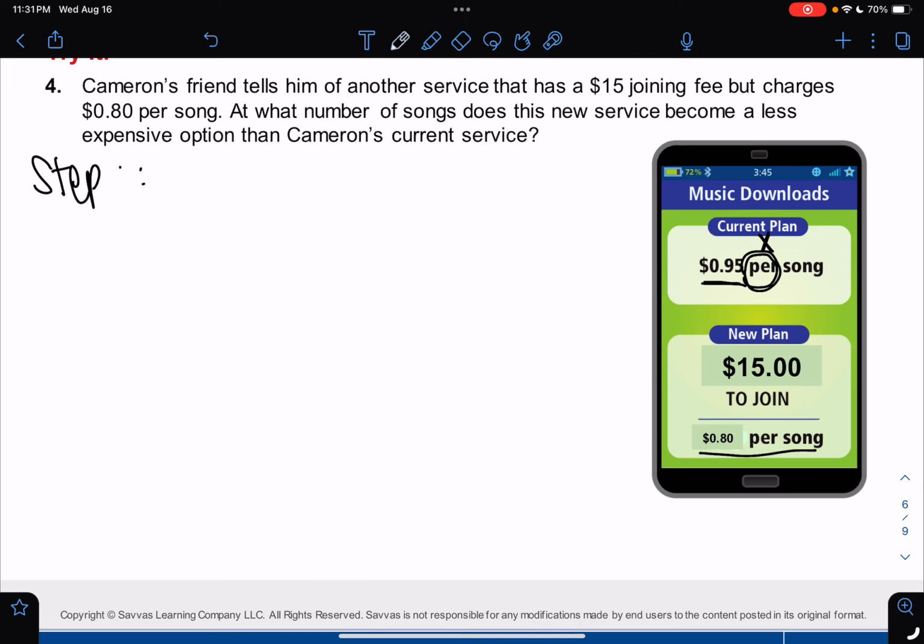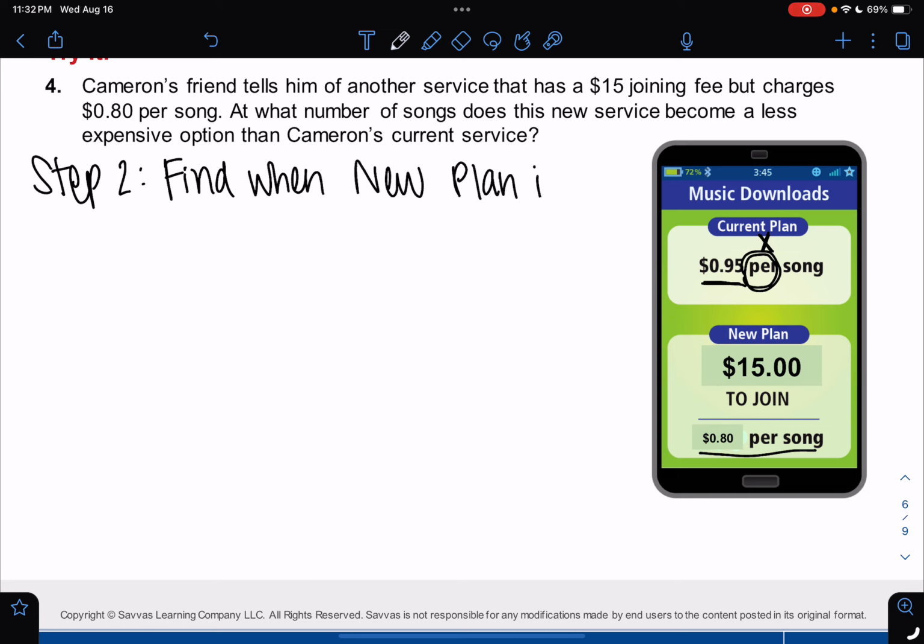So step 2 is to find when the new plan is less than the current.